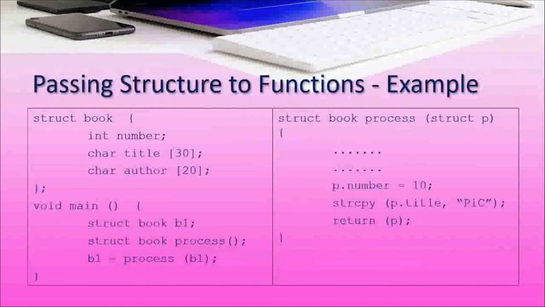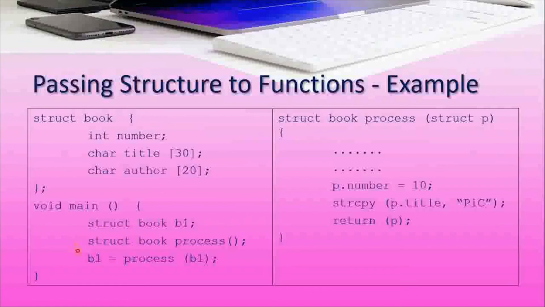So passing a structure to the functions, an example is here. We are having a particular structure, that is struct book. Book is the name of the structure, and it has three different members: int number, the number of the particular book, then char title[30], a string for title, then another string for author, char author[20]. Then void main, struct book b1 and struct book process.